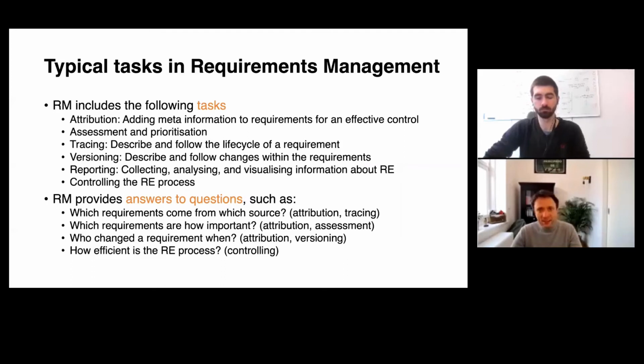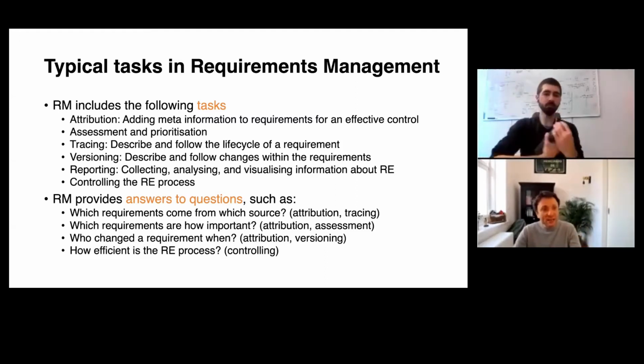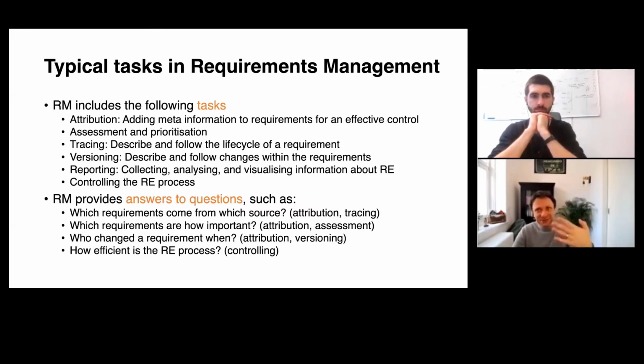Now, here you can see a list of prominent tasks, and the list is very likely not complete. But primarily, first and foremost, when we think about requirements management, we tend to think about attribution. Attribution means that I add attributes to my requirements in the sense of adding meta information for an effective control of the requirements. Here I try to operationalize my requirements in form of context information that make it easier to control the requirements. Another typical task is assessment and prioritization. Assessment in terms of relevance, and prioritization in terms of ranking the relevance and having this relevance reflected also in the meta information of my requirements.